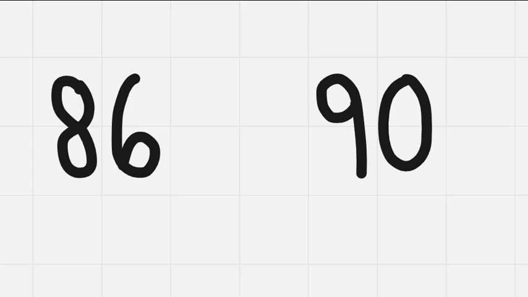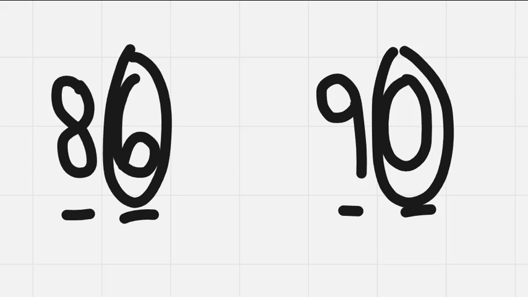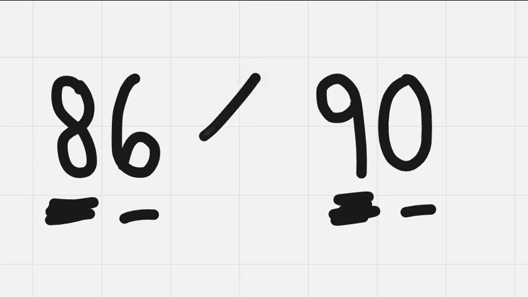We have 86, which is a two-digit number, 90, which is a two-digit number. Remember, always look at the first number. If we looked at 6 and 0, 6 is bigger than 0. But we don't look there. We look at the 8 and we look at the 9. 9 is bigger than 8. So it will eat the 90. So it would be 86 is less than 90.